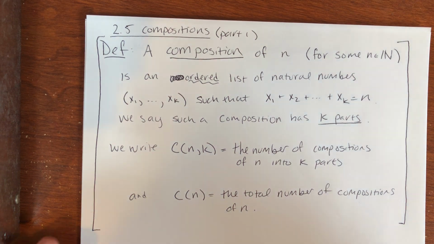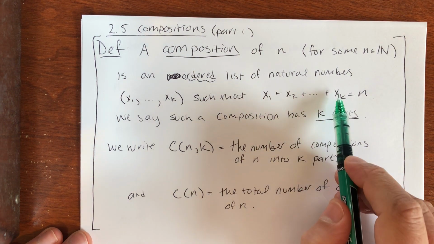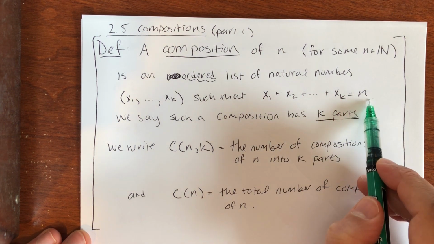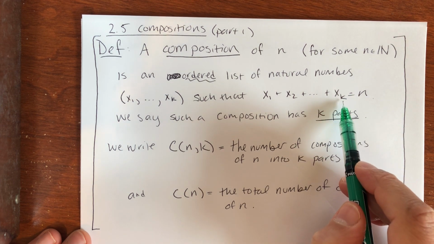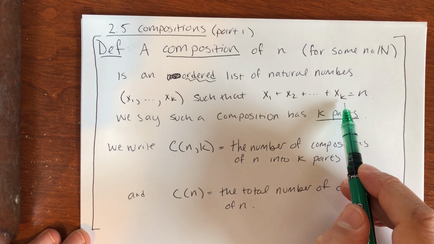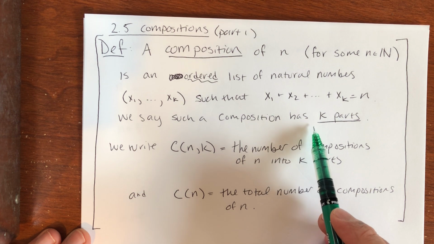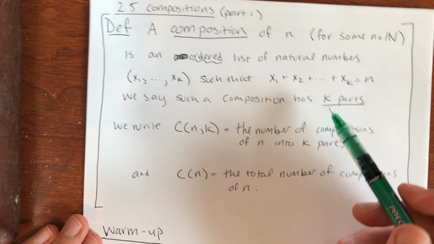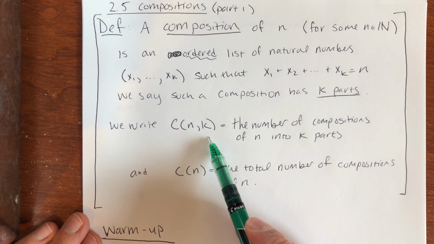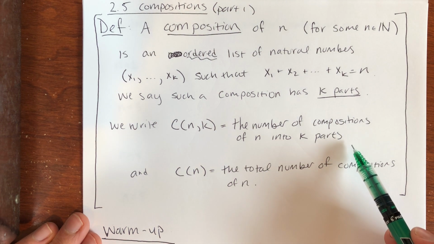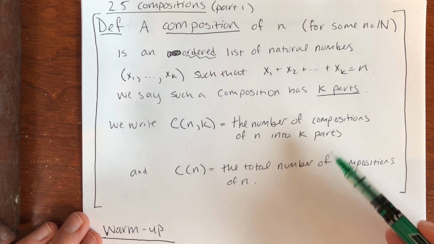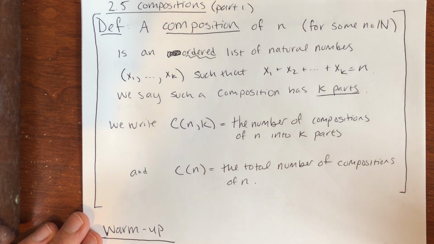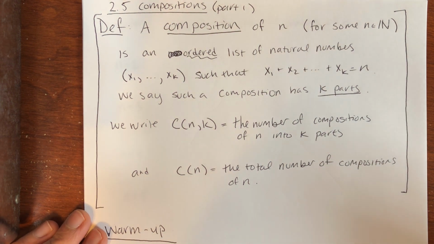Right? So if your ordered list is x1 plus x2 plus all the way up to xk, and it adds up to n, well, first of all, k has to be less than or equal to n. And in that case, we say that this is a composition of n into k parts. So we write C of n comma k to represent the total number of compositions of n into k parts. And we say C of n is just the total number of compositions of n into any number of parts.